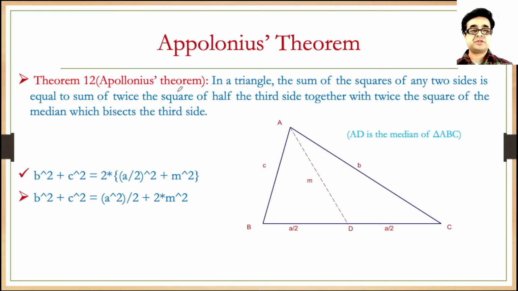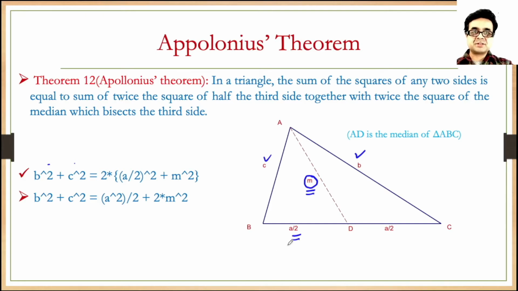And here is what it says. In a triangle, when you draw the median, so AD, this is the median of the triangle. The sum of the squares of the two sides which are not involved in the median drawing, so here it's side B and side C, B square plus C square equals 2 times (A by 2) square plus the median square.